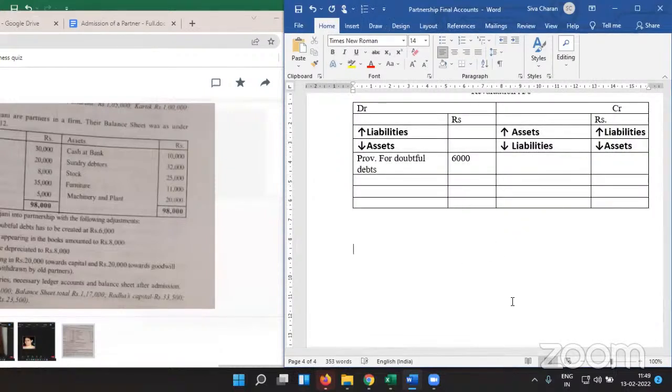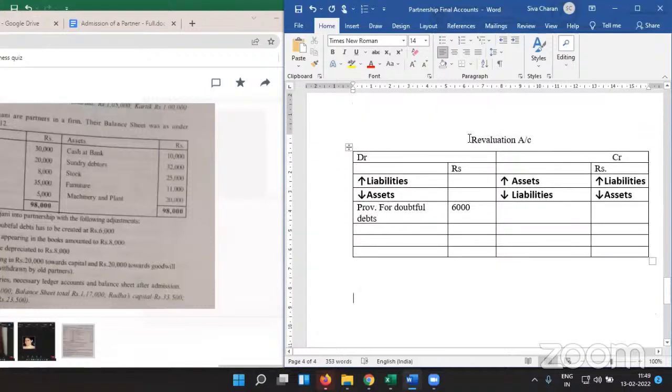The thing you are supposed to remember while preparing the revaluation account. Okay, so now let us see the question. First one is provision for doubtful debts. Provision for doubtful debts means it decreases the debtors' value, so we have taken it on the debit side.